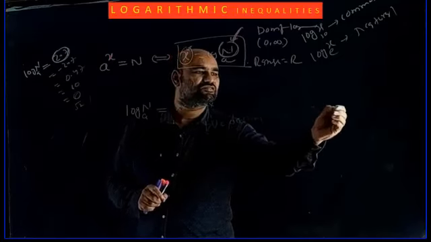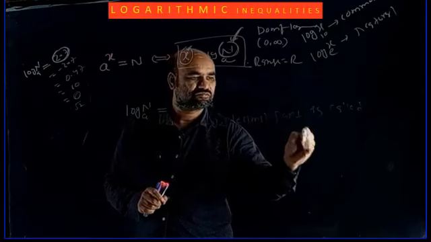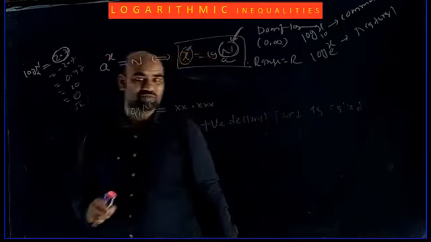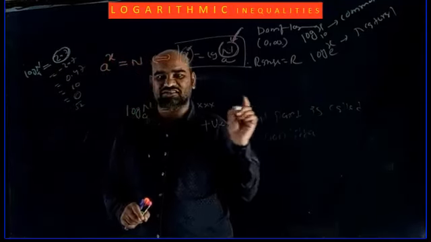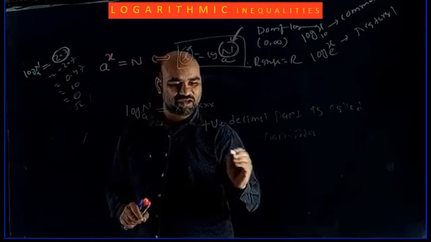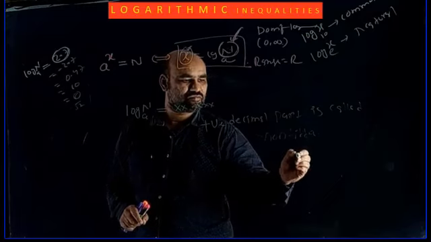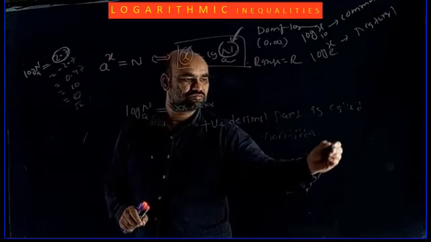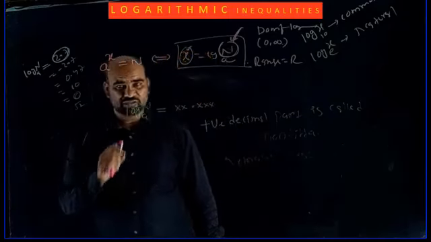Is called mantissa. Important. Positive decimal part. The remaining integral part is called the characteristic. Remaining integral part. What is called the characteristic? Why am I saying it like this?